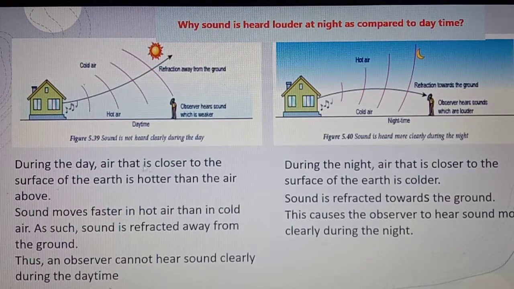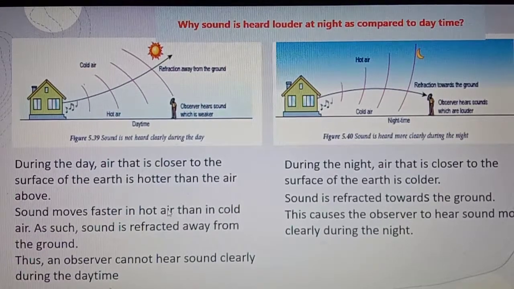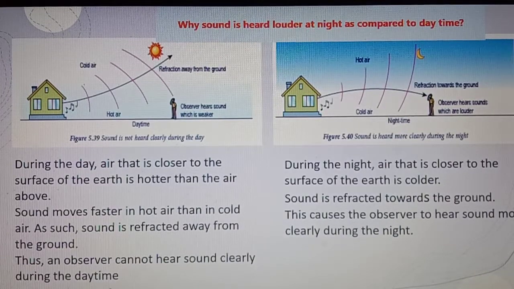During the day, air that is closer to the surface of the Earth is hotter. At the bottom is hotter than the above part. Sound moves faster in hot air because the molecules of air move faster, so it will transfer the energy of the sound wave faster. In hot air, the speed of sound is higher compared to cold air. As such, sound is refracted away from the ground. Thus, the observer cannot hear sound clearly during daytime.